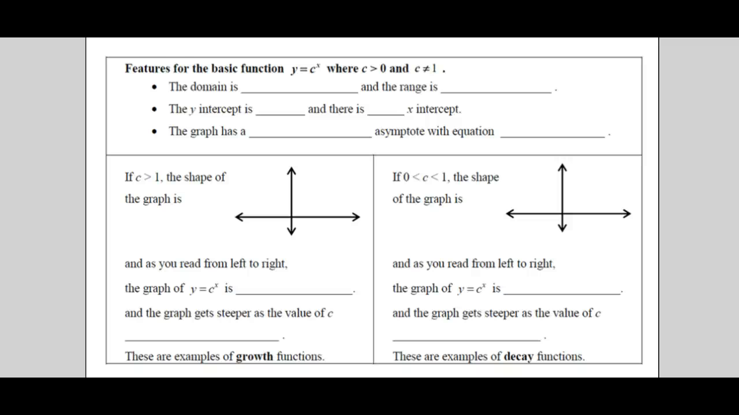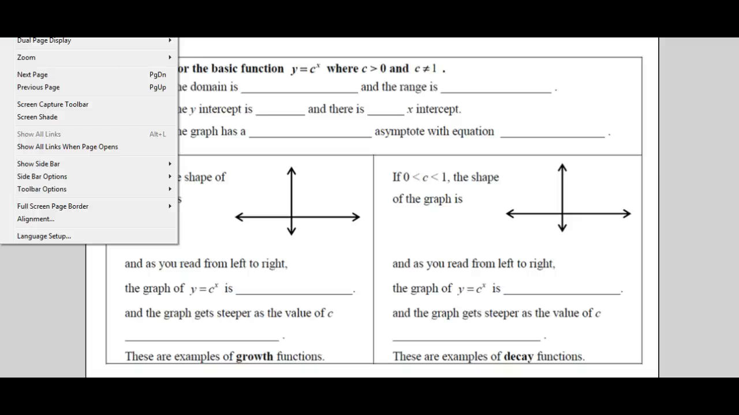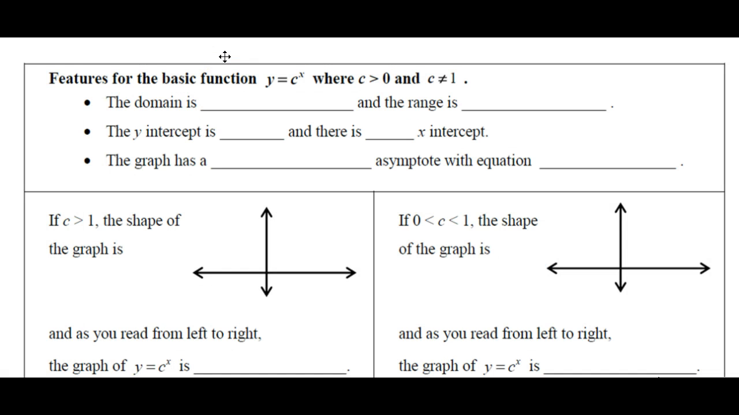Features for the basic function. All right, we can increase the view. Okay, base function, where y equals c to the x, where c is greater than 0 and c is not equal to 1, what's the domain? Are there any restrictions on the domain? No, right? You can put any number you want in there. It doesn't matter if it's positive, negative, or 0. What's the range? Y is greater than 0, right? You can't be equal to 0. So strictly greater than 0. What's the y-intercept? 1, right?